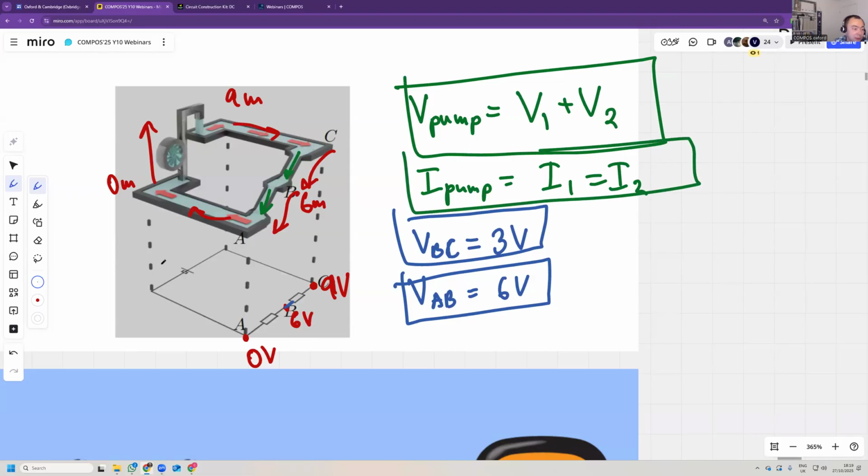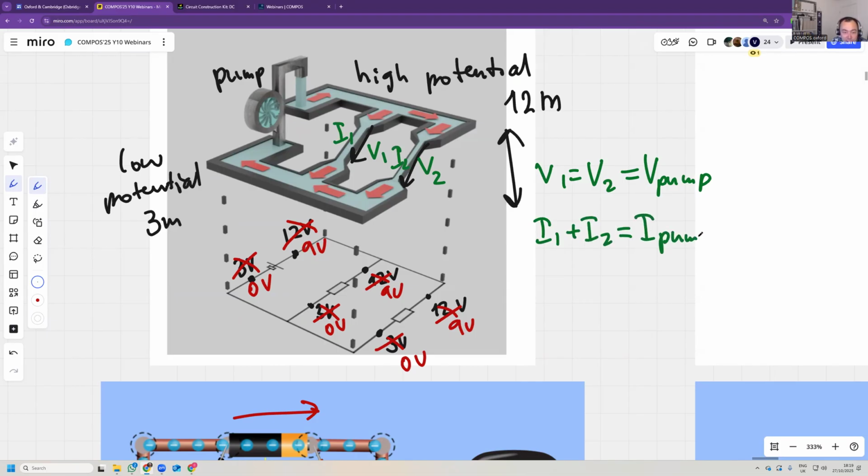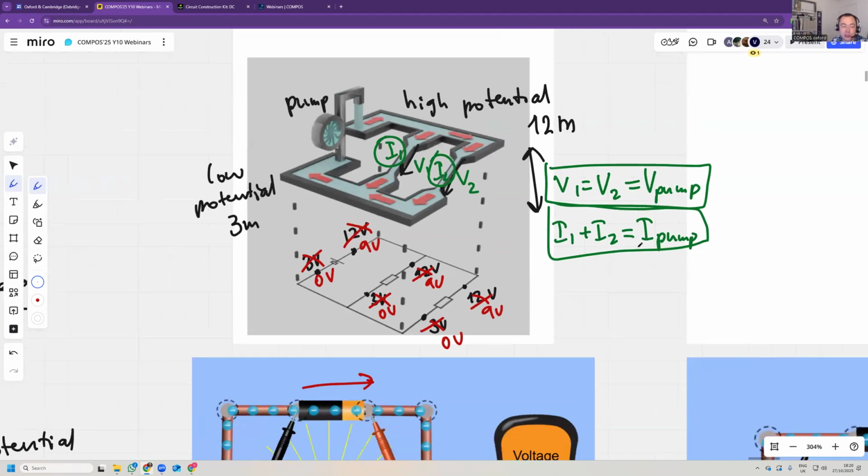That's important. And for the parallel circuit, you can see that the voltage, the difference V1 and V2, V1 has to be V2, and it's the same as the voltage on the pump. And the current, the amount of water going down here, the amount of water going down here, I1 plus I2 must equal the current in the pump. The amount of water going through the pump is the sum of these two waters going down these two gutters. So that's the rules for circuits.